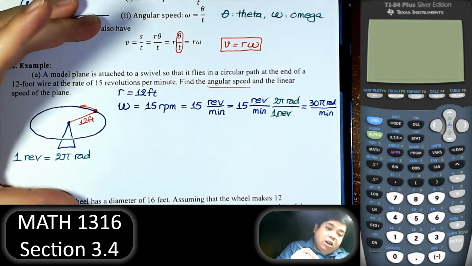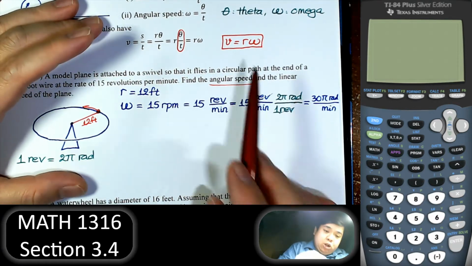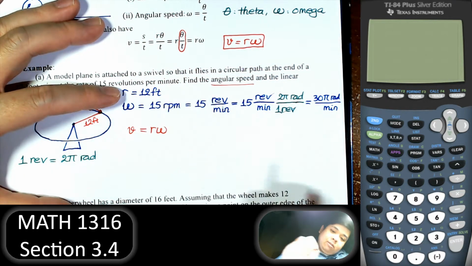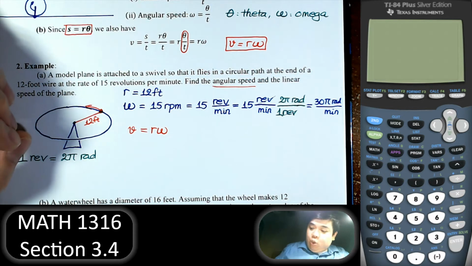Now, how do we find the linear speed? Of course, the relation of the two is this. So the radius is 12 feet.